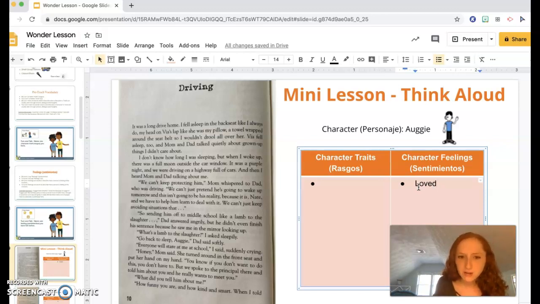"So sending him off to middle school like a lamb to the slaughter?" Dad answered angrily, but he didn't even finish his sentence because he saw me in the mirror looking up.